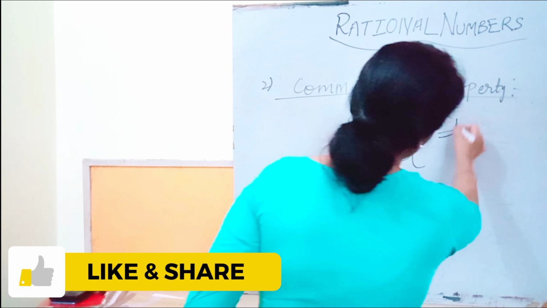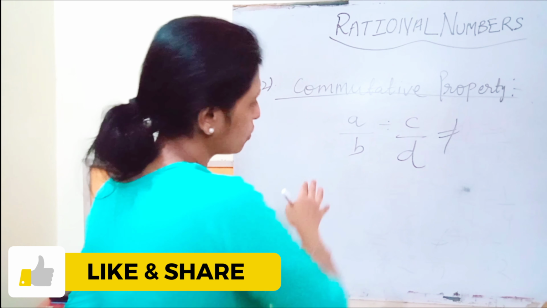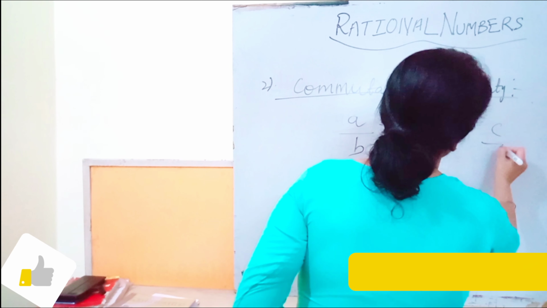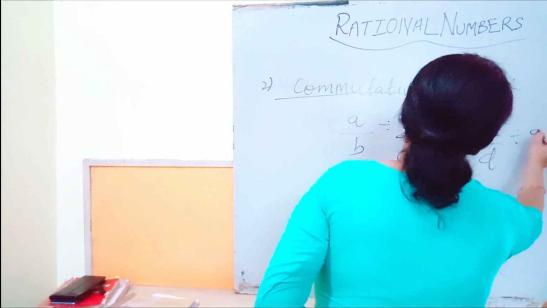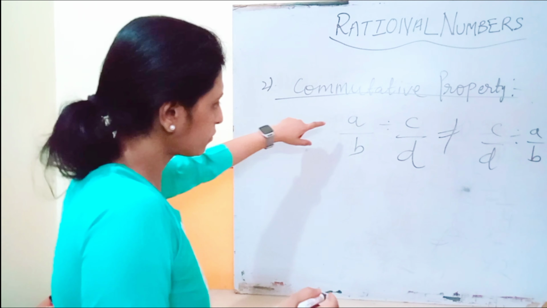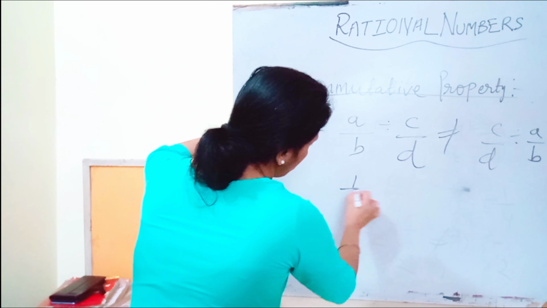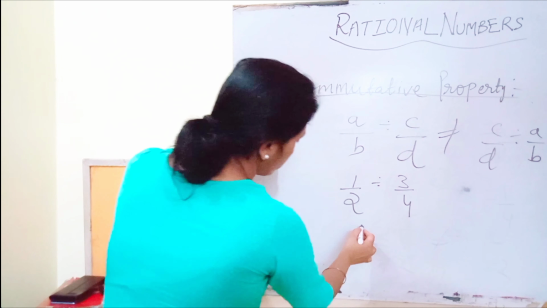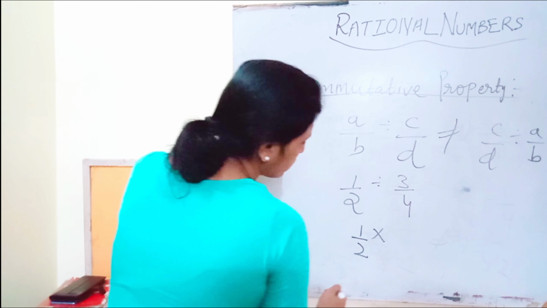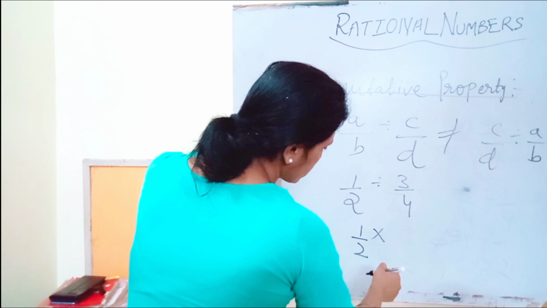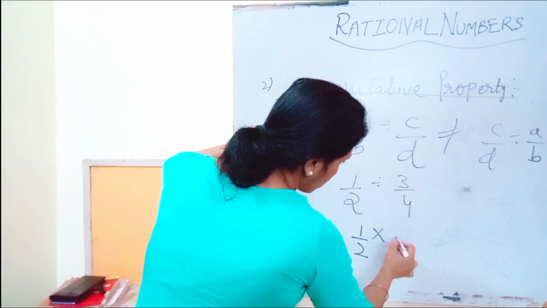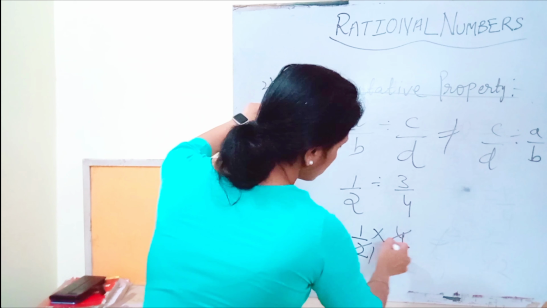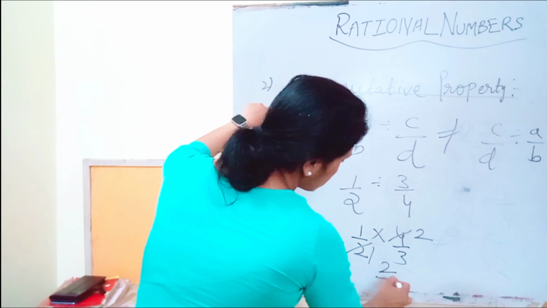So as I told you, the rational numbers do not hold this property under the operation of division. Let's see. Again I am taking the same example as 1/2 divided by 3/4. Now you know when the division sign changes into multiplication, for the right hand side rational number we take its reciprocal, so it becomes 4/3. So 2 ones are 2, 2 twos are 4, so the answer is 2/3.